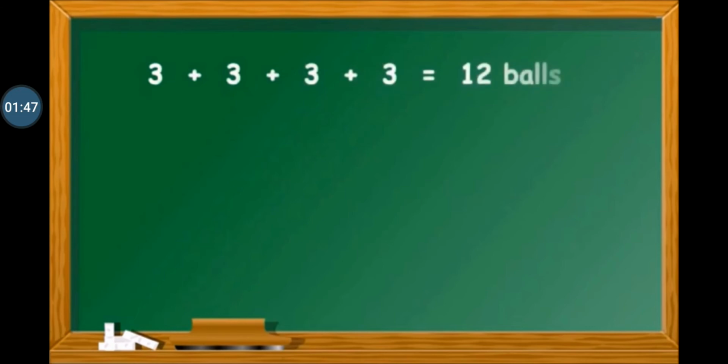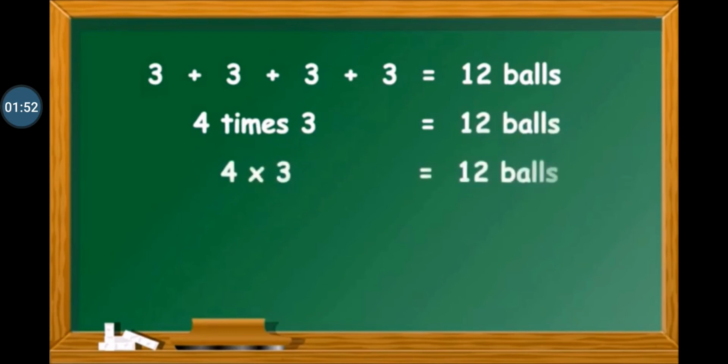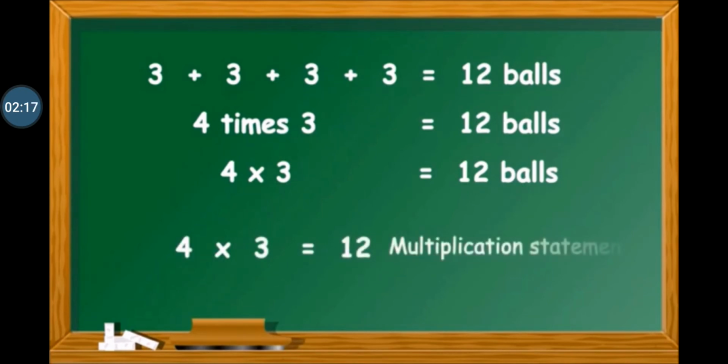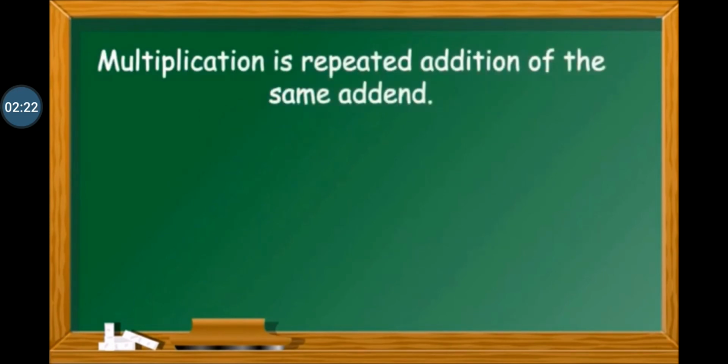So if we take it again, 3 plus 3 plus 3 plus 3 is equal to 12. It means this is 4 times 3, and the word times is always written in the form of the multiplication sign. 4 times 3 is equal to 12 balls. So 3 plus 3 plus 3 plus 3 is equal to 12, and 4 multiplied by 3 is equal to 12. This is called a multiplication statement. Multiplication is the repeated addition of the same addend.